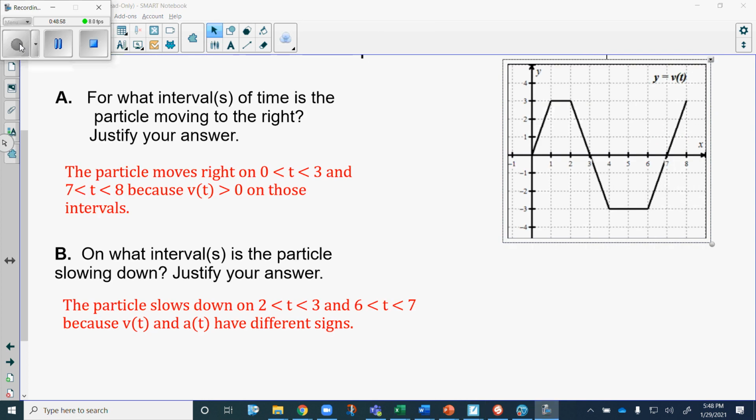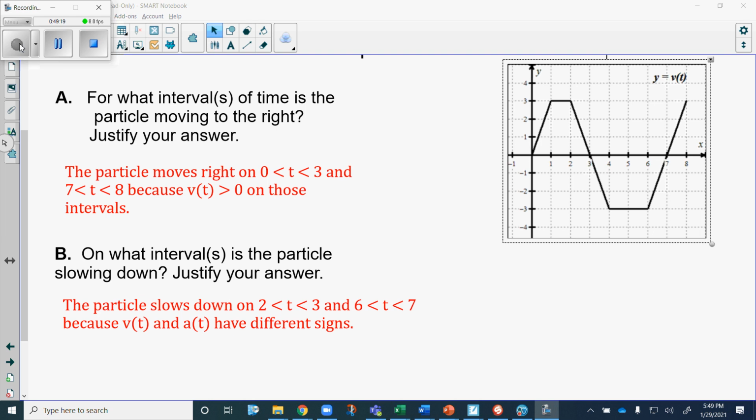Okay, and see how did you do. So for what interval or intervals of time is a particle moving to the right? The particle moves to the right on the interval from 0 to 3 seconds and from 7 to 8, because that is where the velocity is positive. On those intervals, that's where the velocity is positive.